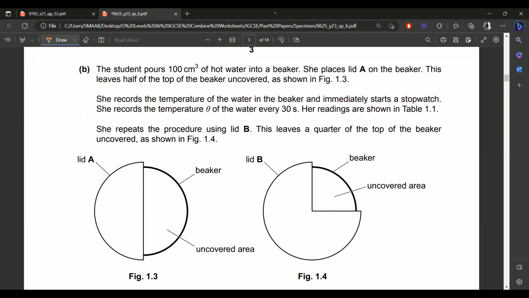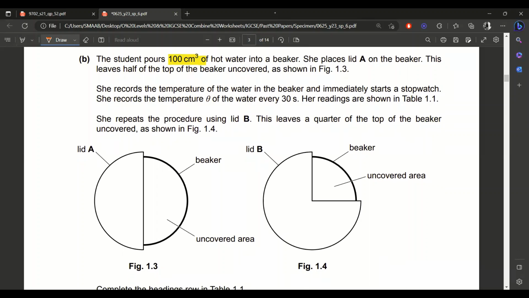And the second part is the student pours 100 centimeter cube of hot water into a beaker. So we have 100 centimeter cube of volume of water. She places lid A on the beaker. This leaves half of the top of the beaker uncovered as shown in figure 1.3. So they are talking about this one, right? So the beaker is covered with a half lid.